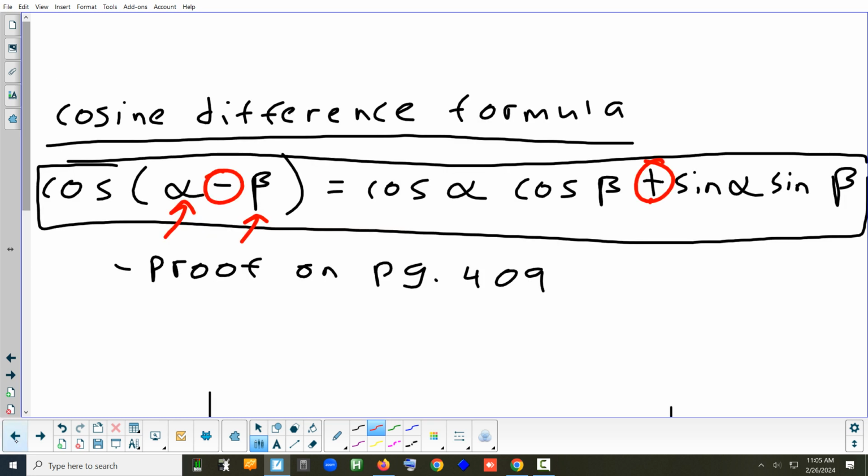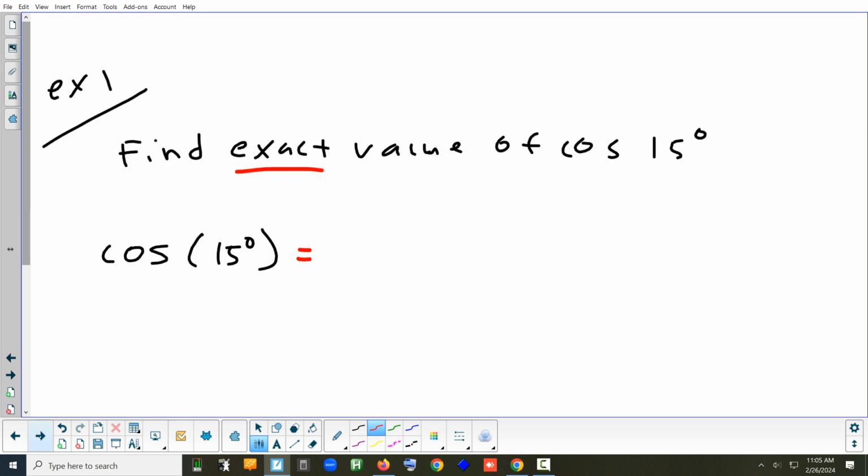First thing I have to do is figure out how I can rewrite the number 15, but it has to be numbers that we know how to work with. If you did 25 and 10, well, 25 minus 10 is 15, but 25s and 10s are not on the unit circle. So you've got to rewrite your number in terms of 30s and 45s or 60s. So, cosine of 45 minus 30.